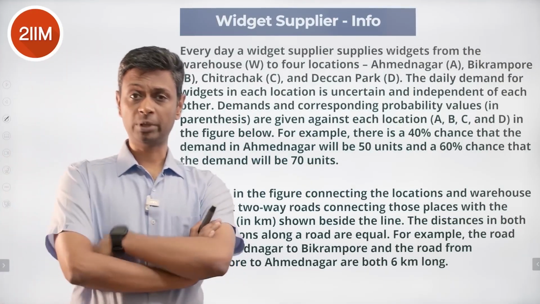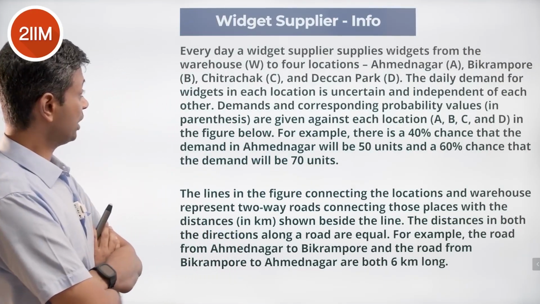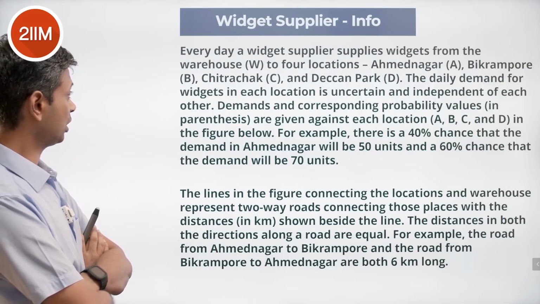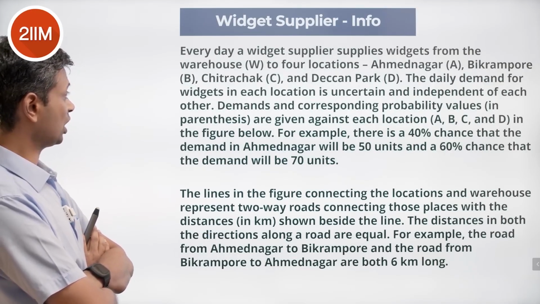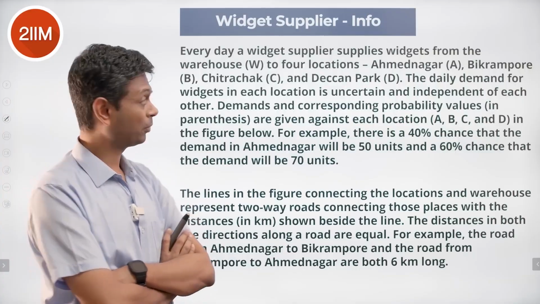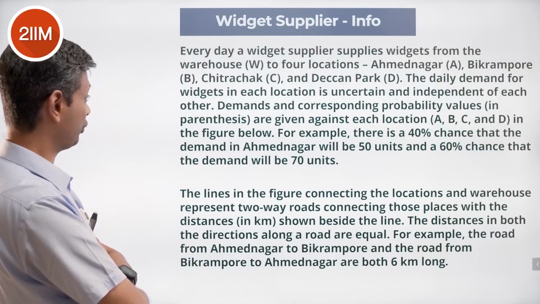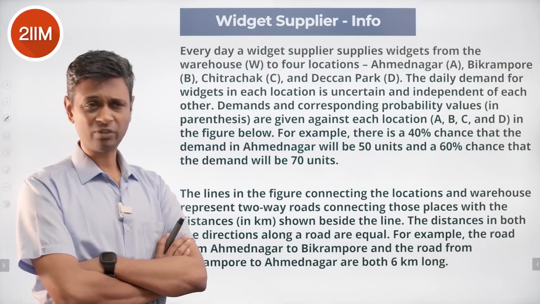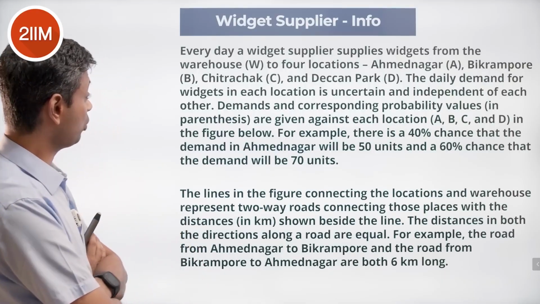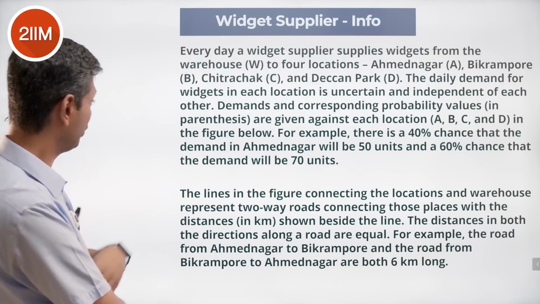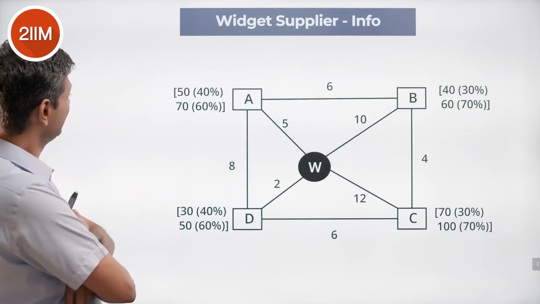Nice. Let's attack widget supplier. Every day a widget supplier supplies widgets from warehouse to 4 different locations: Ahmednagar, Bikrampore, Chitrachak and Deccan Park. ABCD. Nice. The daily demand for widgets in each location is uncertain and independent of each other. Completely different from each other. Demands and corresponding probability values in parentheses are given against each location A, B, C, D in the figure below. Let me look at the figure below.